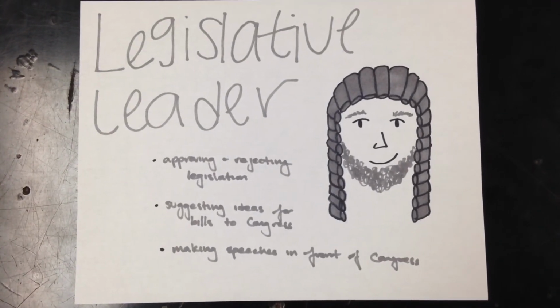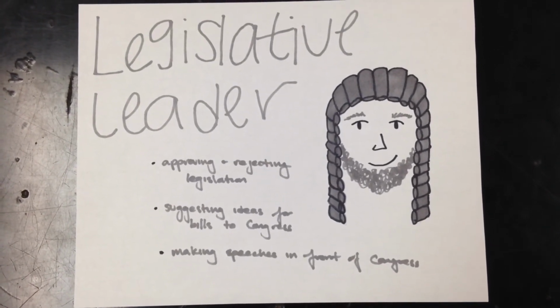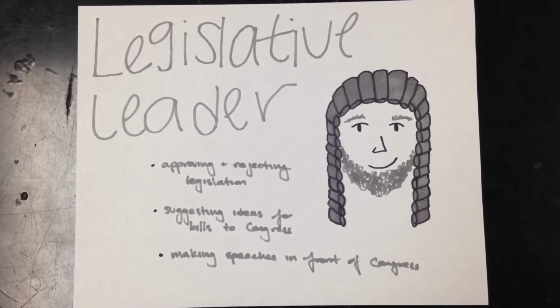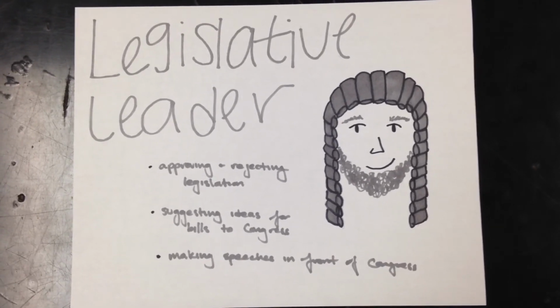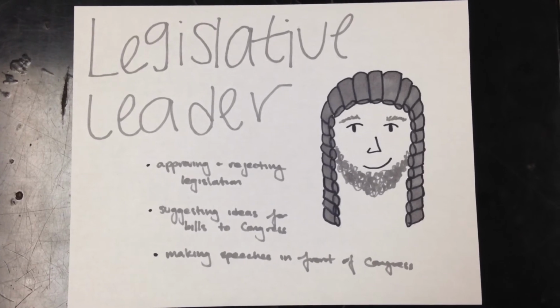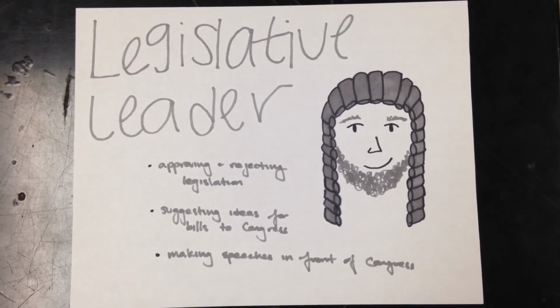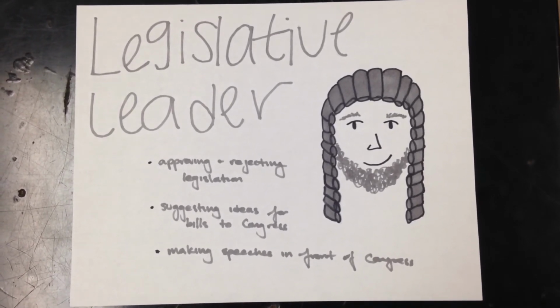As chief legislator, the president influences the lawmaking process by approving and vetoing legislation. Although he is not a member of Congress, he can suggest ideas for bills. The president also makes speeches in front of both houses of Congress when necessary.